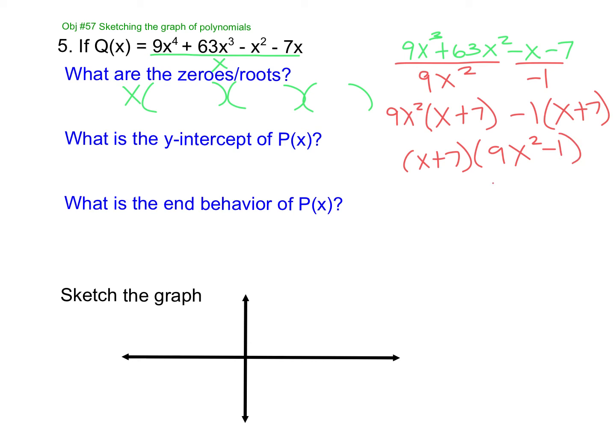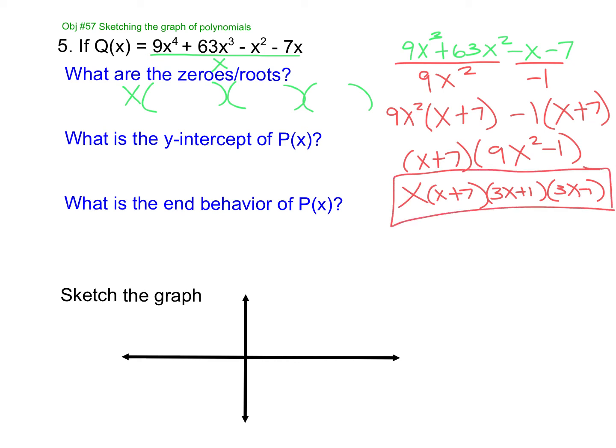And then that 9x squared minus 1 is a difference of squares. What times itself is 9x squared? 3x, and 3x plus 1, minus 1, x plus 7. And then I really had that x out front, right? So this is my factored answer.